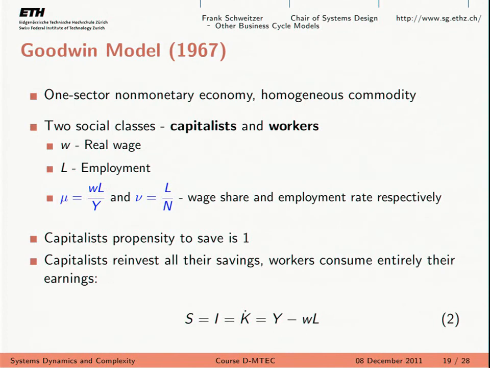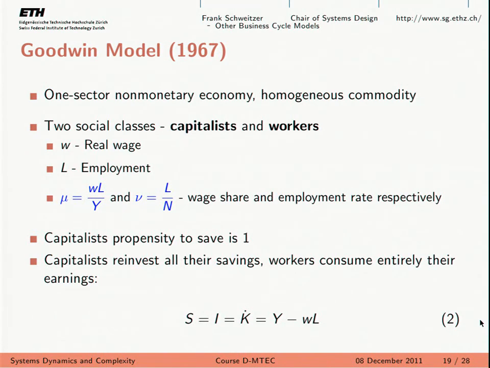Think of two social classes, capitalists and workers, like the Calder model. The workers get some wage, W. This is the real wage. That's important. It's not the nominal wage, it's the real wage, so adjusted to inflation. L is the number of people employed. It may be a bit confusing when it says employment, but it's the number of people employed.